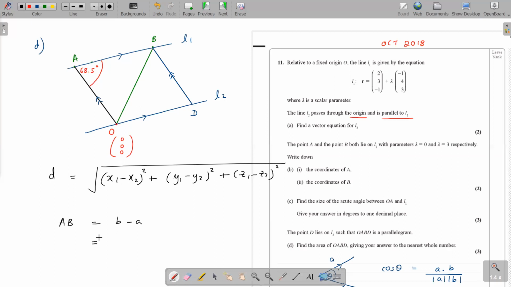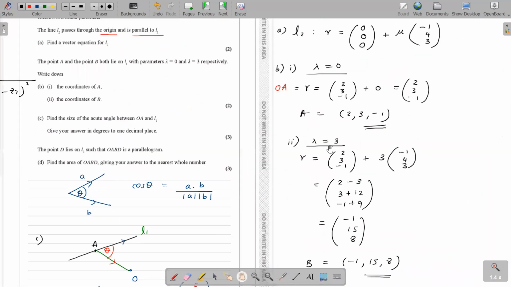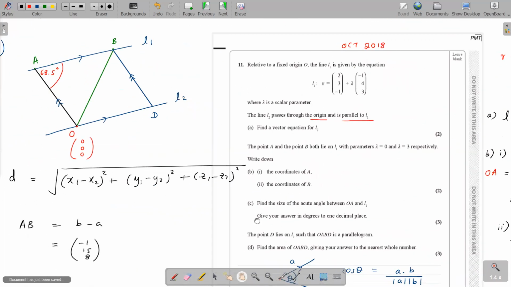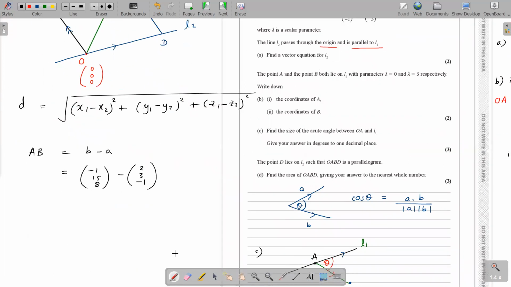So I know the B coordinate. What's the B coordinate? Minus 1, 15 and 8, right? B coordinate was minus 1, 15, 8. And A coordinate is 2, 3, minus 1. You know the AB vector is B minus A. That is OB minus OA, isn't it? And then what happens here? When you simplify, minus 1 minus 2 is minus 3. 15 minus 3 is 12. 8 minus minus 1 is 8 plus 1, 9. So this is the AB vector.